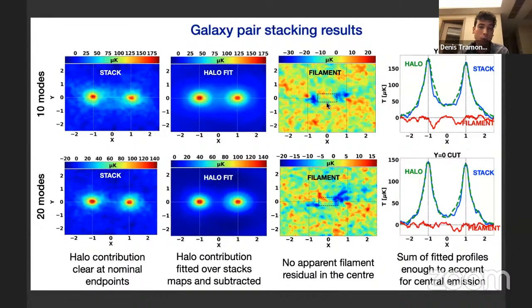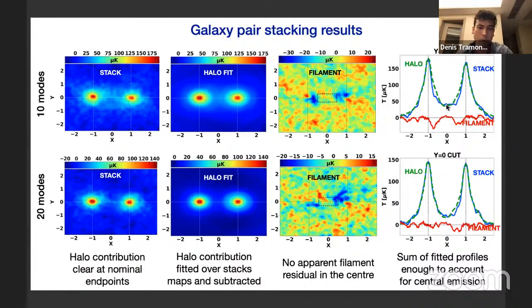So this qualifies as a non-detection of the filament. As a further proof of this, we show here a one-dimensional cut of these maps along the x-axis taken at y equals zero. You see that the sum of the two contributions from the halo, I mean, from the individual galaxy part, is enough in the center to account for all the observed amplitude.